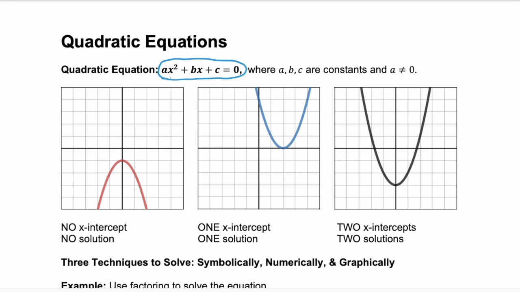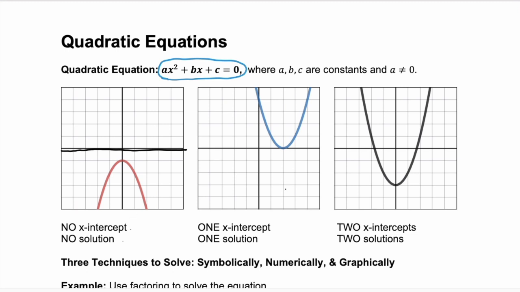Now, what is a solution? A solution is whenever you have an x-intercept. So here we have three possibilities for solutions. In the first graph, we have a quadratic that opens downward. And remember, they can open upward or downward. It doesn't matter. I just wanted to give you a few different examples. This quadratic opens downward, and it never crosses the x-axis. So there's no intercept and therefore no solution.